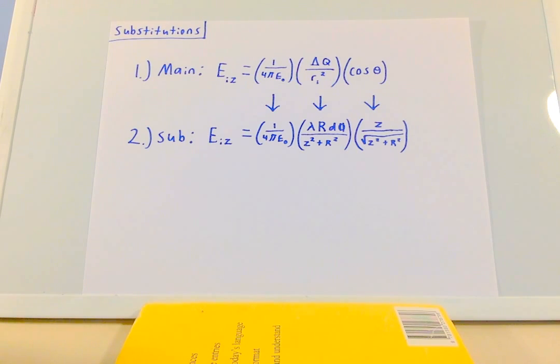All right, so using those substitutions, the K constant is going to stay the same. We're going to be changing delta Q to linear charge density times R times d epsilon, and then making a substitution for R_i below, where R_i squared is equal to z squared plus r squared. Then finally, we'll substitute for cosine theta, which is z over radical z squared plus r squared, that we found out in our conditions.